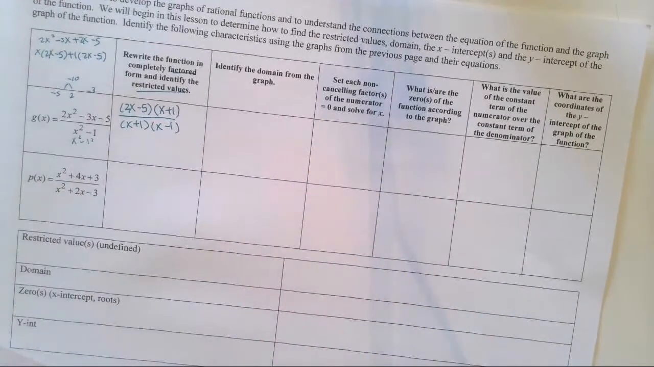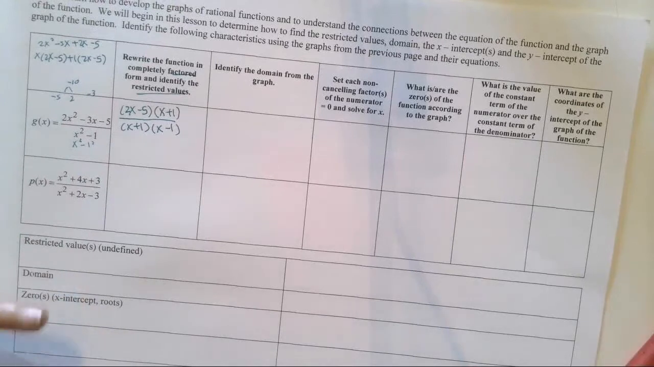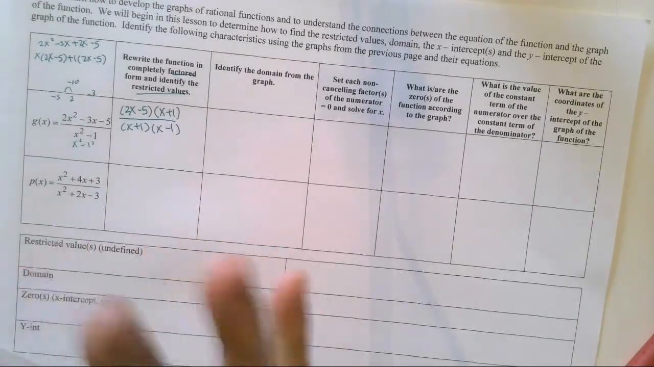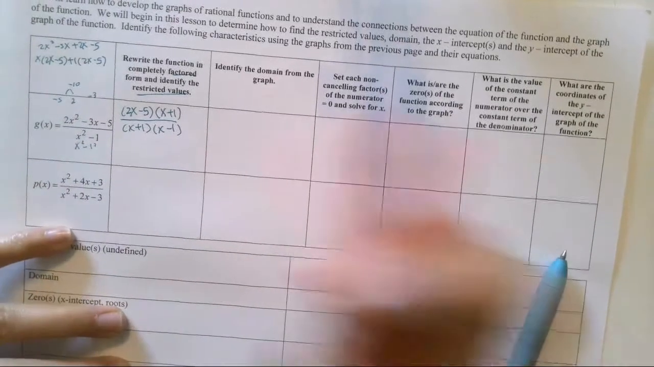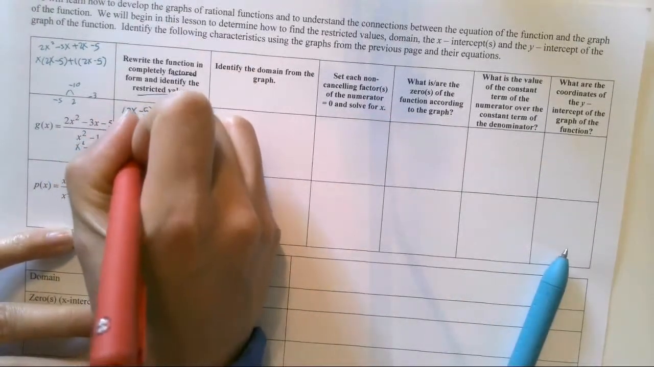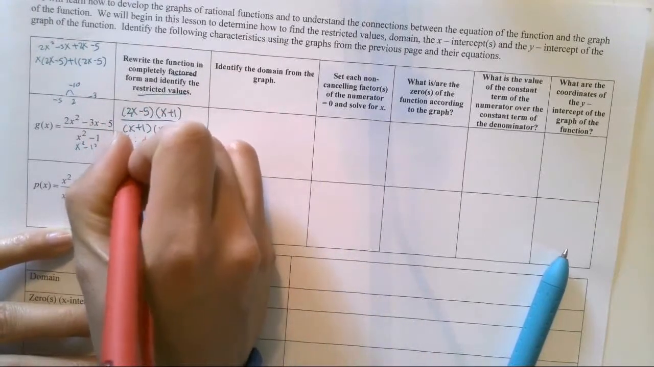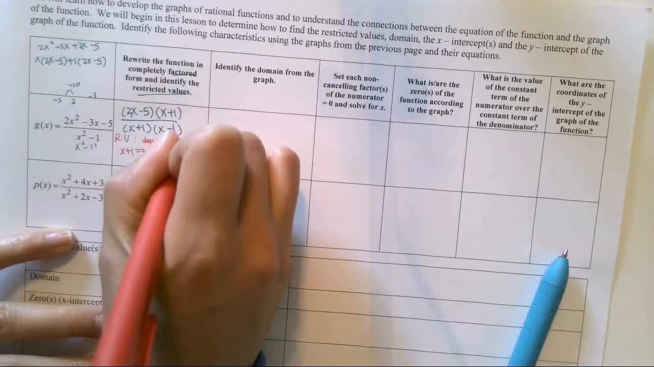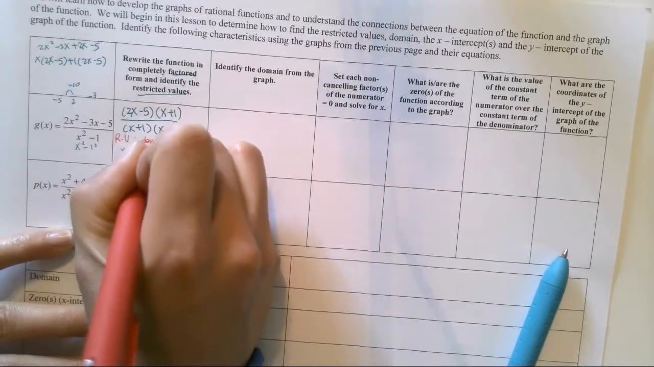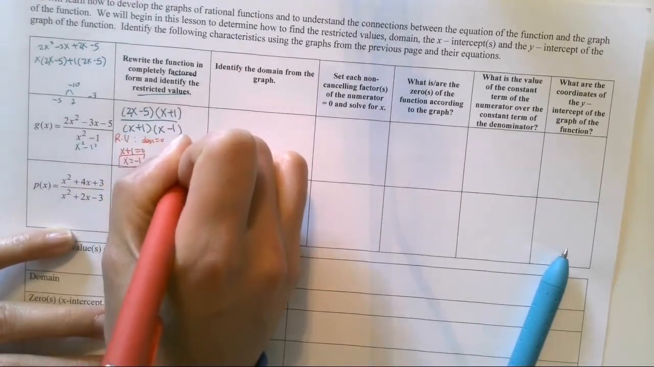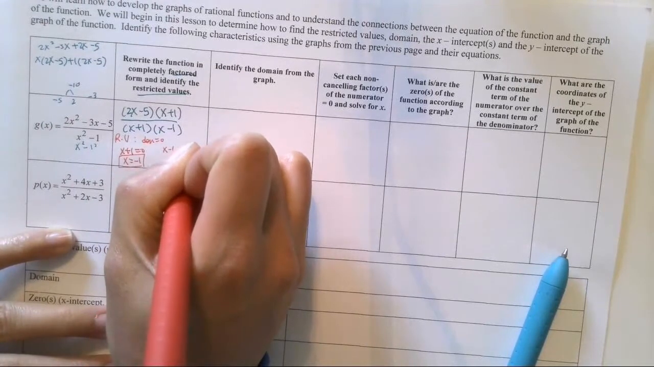Now it says to find the restricted values. How do you find that? Restricted values are the ones that make your denominator equal to 0. So set your denominator equal to 0: x plus 1 equal to 0 and x minus 1 equal to 0. So x is equal to -1, and x is equal to 1. Cool?